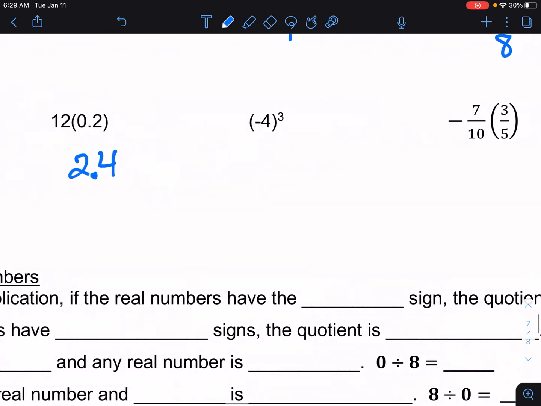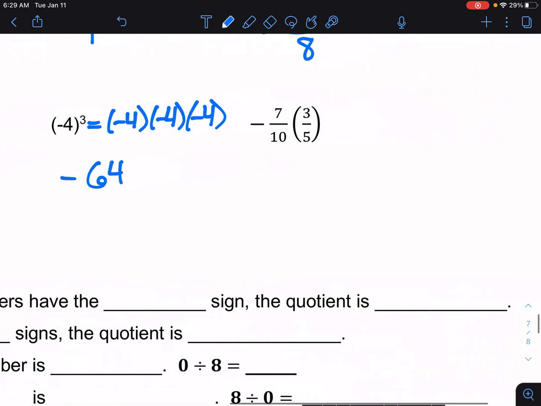For the next one, negative 4 cubed, this means that you should have written out negative 4 a total of 3 times. So that would have been 4 times 4 times 4, which is 64. Negative times a negative is a positive, but then positive times a negative does end up with a final answer that is negative.